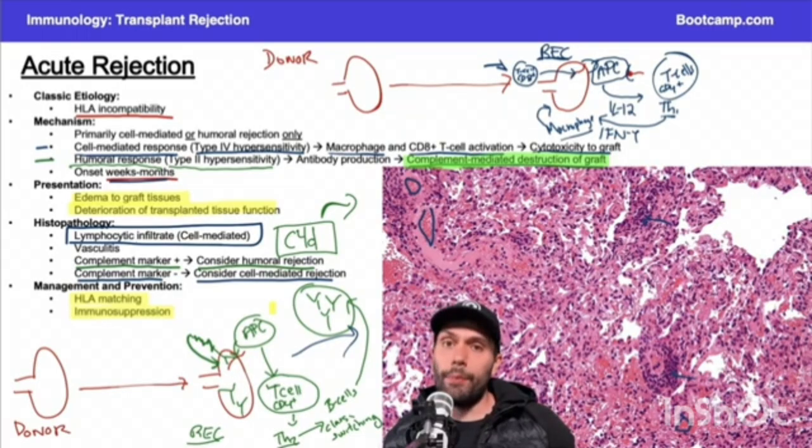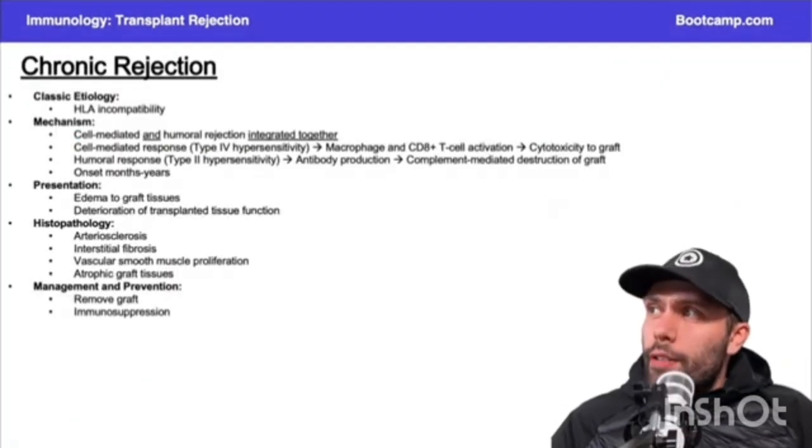Okay, that's one option. It might not always necessarily work, but you can also have these patients on maintenance immunosuppression therapy, hoping that this doesn't happen. All right, so what about chronic transplant rejection?